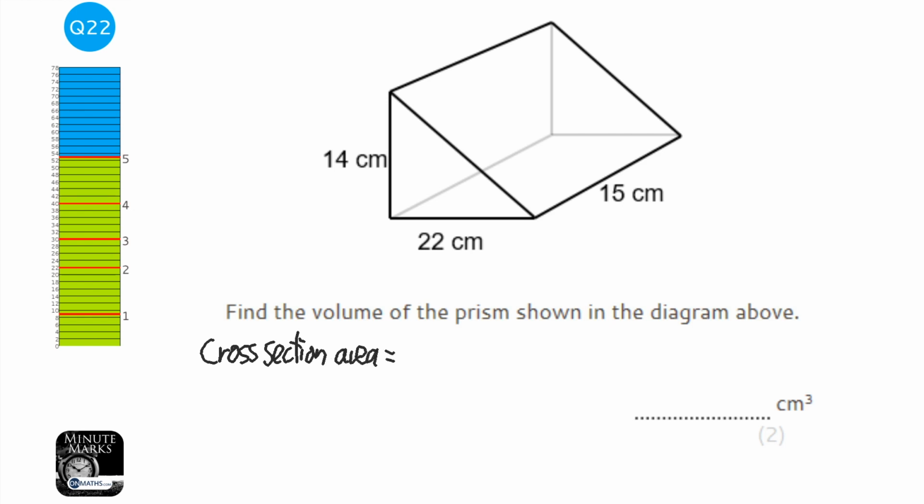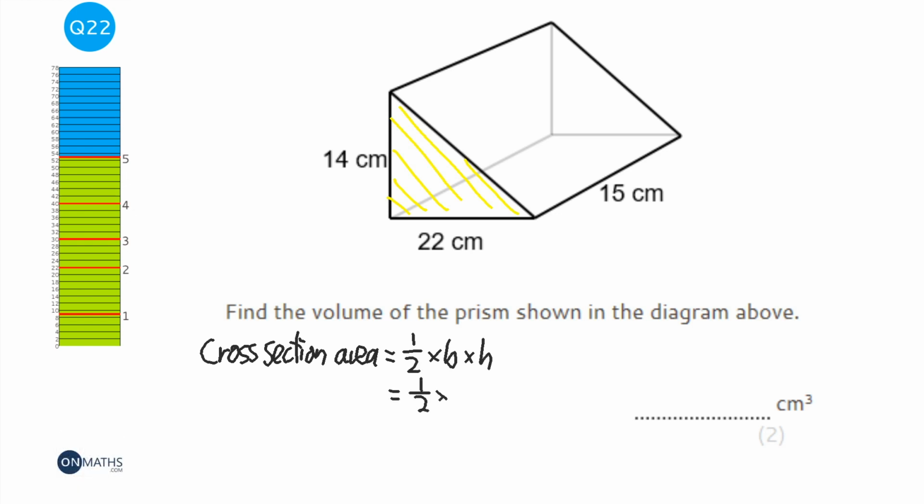Now the cross-section is a triangle. So the formula for the area of a triangle is half times base times height. The base of it is 22 and the height of it is 14. So on my calculator I'm going to do 0.5 times 22 times 14, which is 154. And be careful, the most common mistake here is not to halve it. So with the triangle we have to halve it.